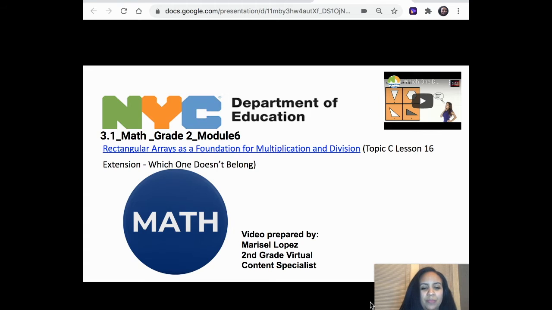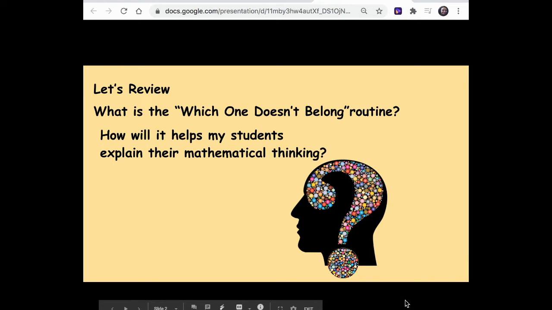Let's begin. In the previous video, we learned that the which one doesn't belong routine is essentially a task that asks students to slow down and analyze a group of four images or numbers. Students must then identify which one of the items presented does not belong in the group. They must also have a rationale to justify their decision. Thus, this activity will not only support your students' analytical skills, being that they must explain their justification as to why they made their choice.